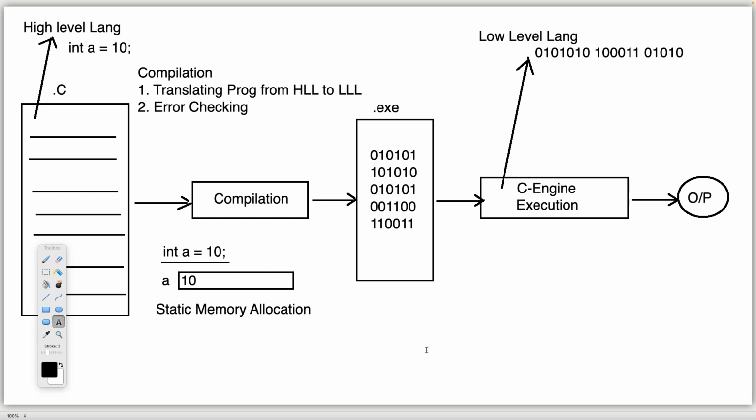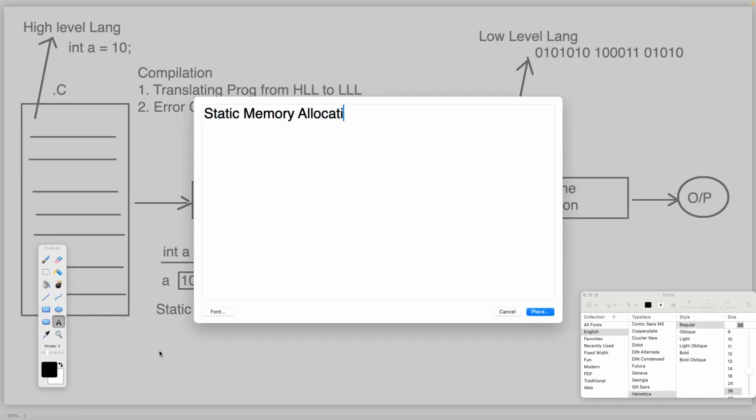Listen carefully. If any programming language follows static memory allocation, then that programming language is called a static programming language. If any programming language follows static memory allocation, then that programming language is what? Static programming language. Get my point?